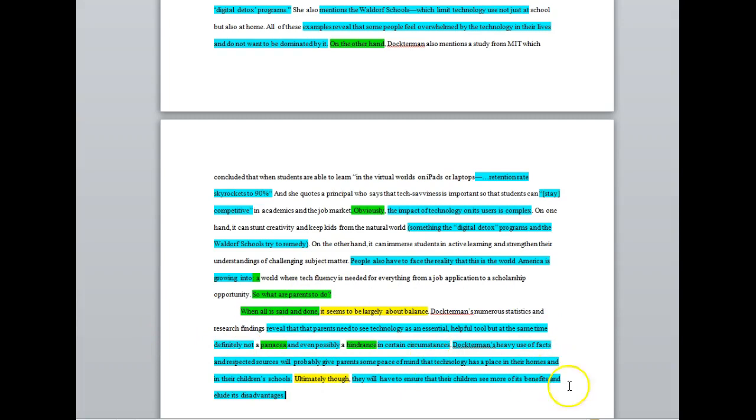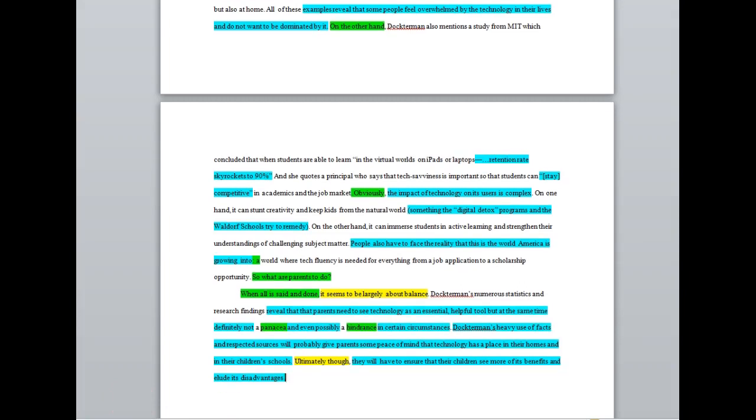Now we're going to go right back to our thesis statement. So again, remember your conclusion, you're summing everything up and you're making sure to restate your thesis. Dr. Min's heavy use of facts and respected sources will probably give parents some peace of mind that technology has a place in their homes and in their children's schools. And again, like that, those cool transitions. Ultimately, though, they will have to ensure that their children see more of its benefits and elude its disadvantages.